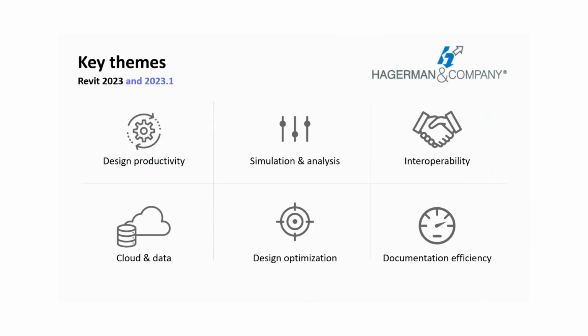New features in Revit 2023.1 fall under these 6 key themes: design productivity, simulation and analysis, interoperability, cloud and data, design optimization, and documentation efficiency.